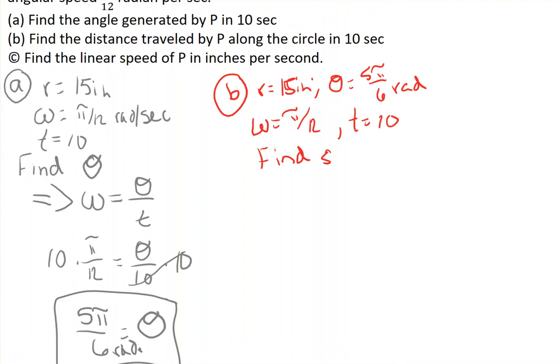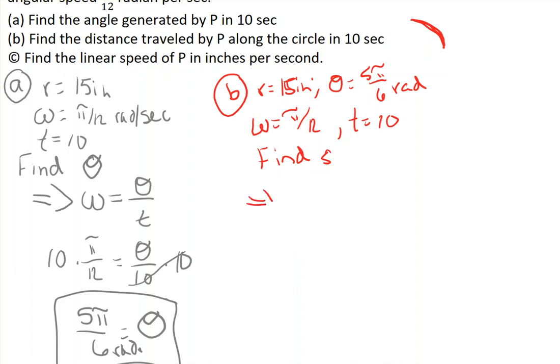Okay, so part B asks us to find the distance traveled by P along the circle. So if you're thinking about it, the distance traveled along the circle, the distance around the circle, that's an arc length. So that's what we're trying to find. We're trying to find the arc length here. Again, I wrote down what's given. Forgive me for the terrible handwriting. So I see what's given. I'm going to find S.